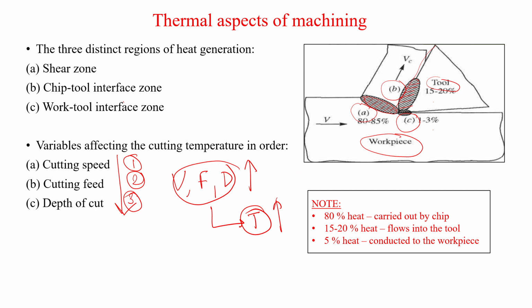So this we have seen, that basically we have three regions. One is the shear zone, one is the chip tool contact zone, and one is the work tool interface zone, in which the chip carries the maximum heat, second is carried by the tool, and third is carried by the workpiece. This is all about the zones in machining where we can see the thermal aspects.